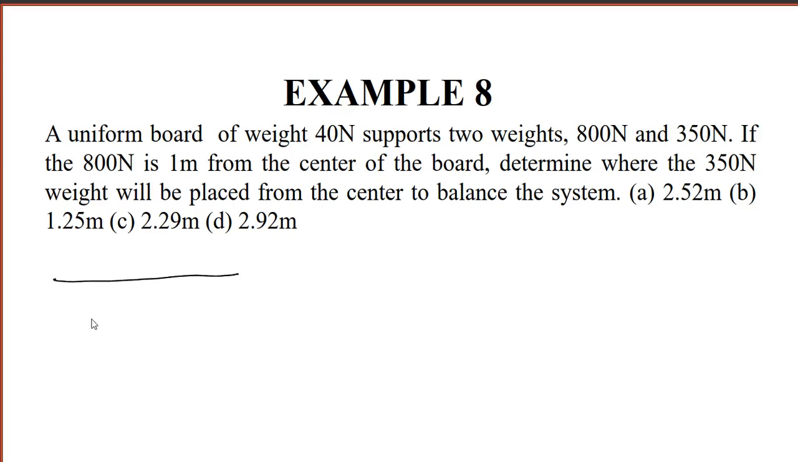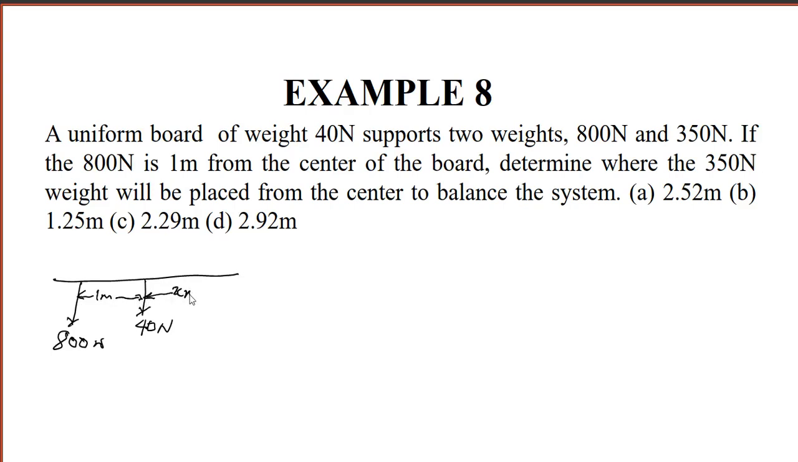We were not told the length of the board, but we always know that since the board is uniform, the weight will be at the center. Now we have the weight 800 Newton. Notice that we're told the board supports two weights, not rests on supports. Supports two weights means the weights are acting on the beam, so they are all acting down. From the 800 Newton to the center is 1 meter.